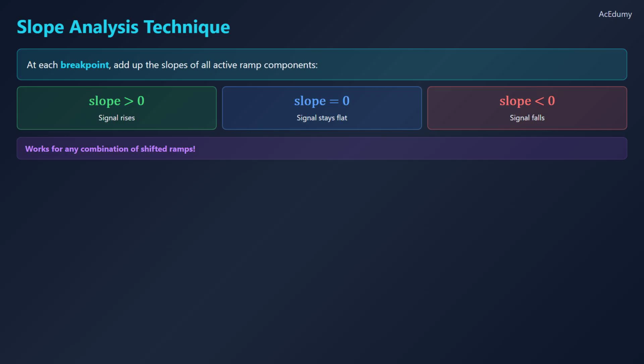For ramp combinations, we'll use a powerful technique called slope analysis. The idea is simple. At each breakpoint, add up the slopes of all active ramp components. If the total slope is +1, the signal rises. If it drops to 0, the signal stays flat. If it goes negative, the signal falls. This method works for any combination of shifted ramps.